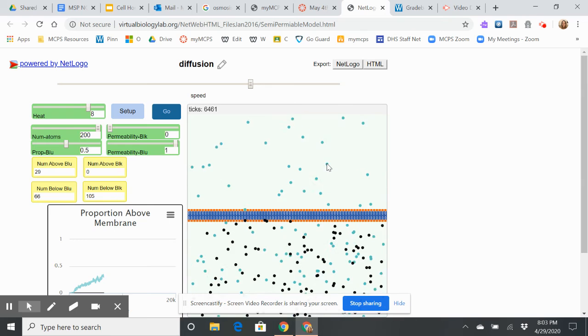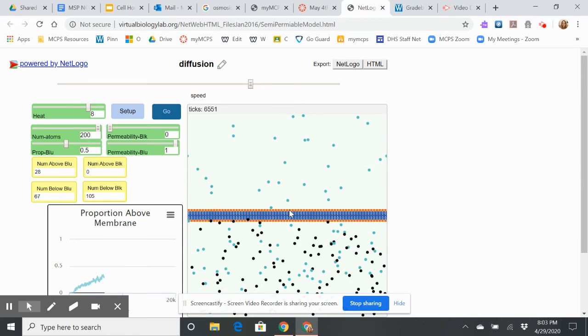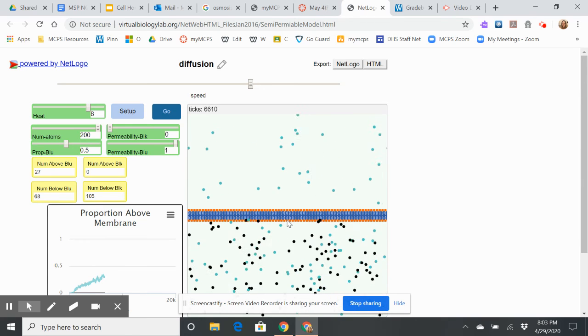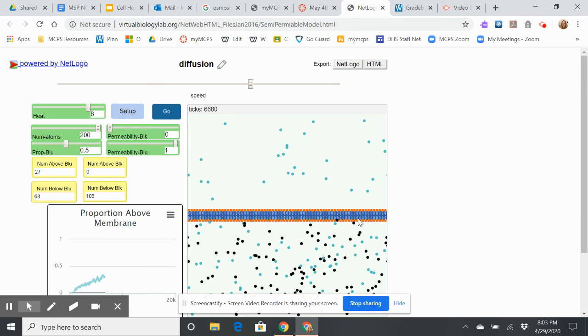So here you are seeing diffusion across the membrane. And if you look at this membrane, you see 2 layers of phospholipids. This is called our phospholipid bilayer.